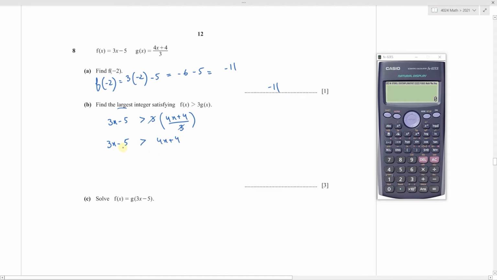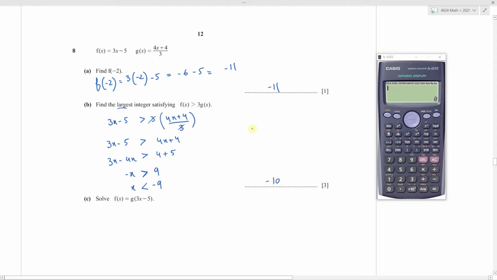I'll bring this 4x here, take this 5 to the other side. So 3x minus 4x, not equals to, greater than 4 plus 5. So this will be minus x is greater than 9. So if I want to take this minus to the other side, I have to flip this inequality sign as well. So this will become x is less than minus 9. So now you're looking for the largest integer that satisfies x is less than minus 9.